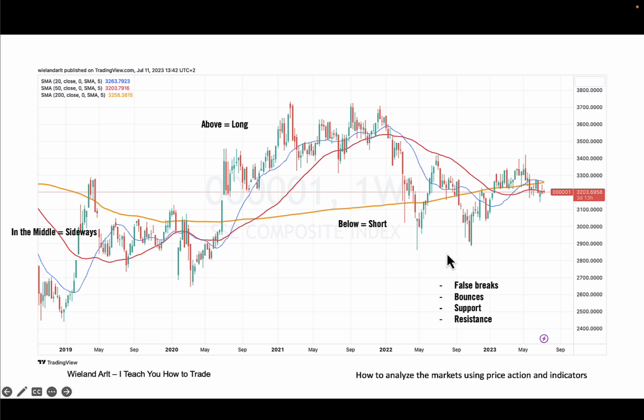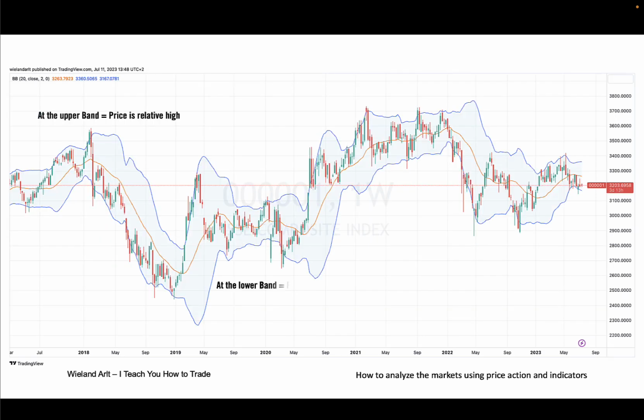So this is what we can see. We can also see false breaks with this one. See, like breaking through the average here, but then getting a reversal. We have support and resistance, like here, resistance, and also support here. And of course, we can also identify bounces, like here. Drops, returns, bounces, gets back again into the direction of the previous move. So we can use the simple moving average pretty easily, right?